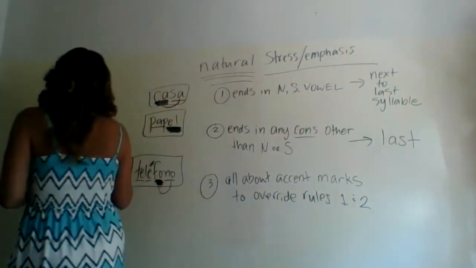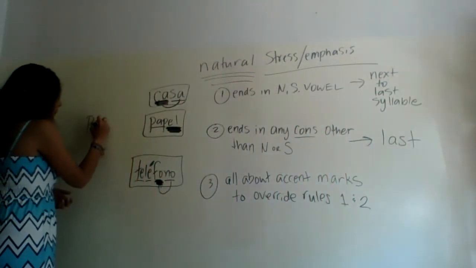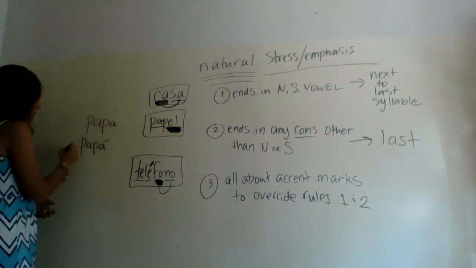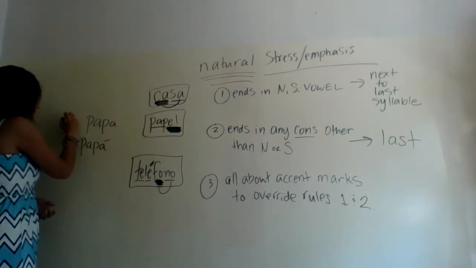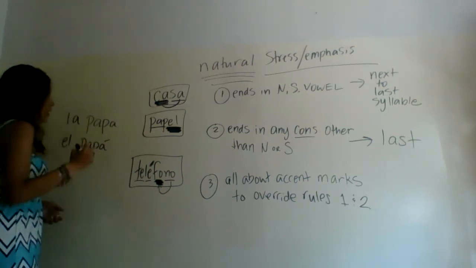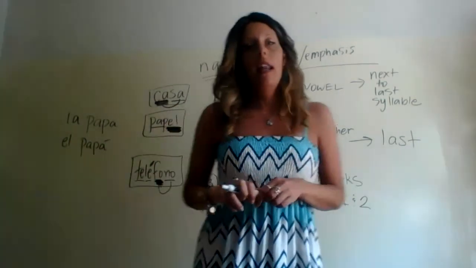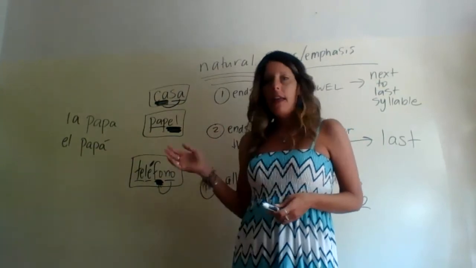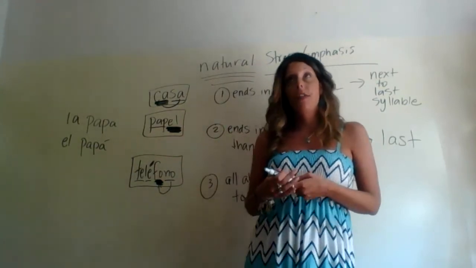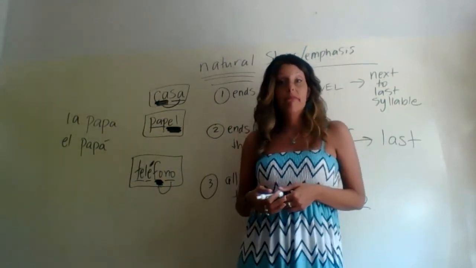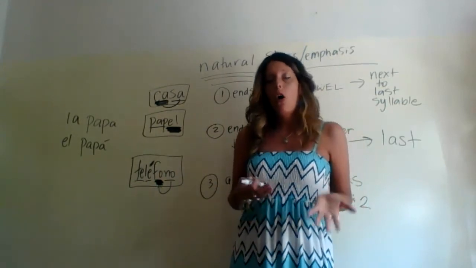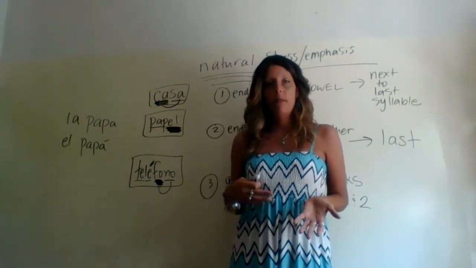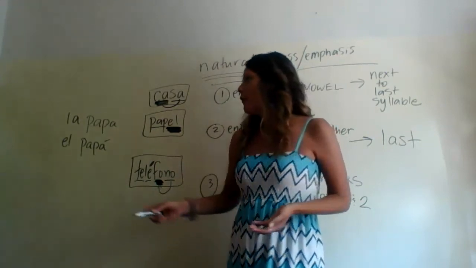Another example could be this versus this. Let's pretend you see the word la papa and then you see el papá. It doesn't matter that I have the el or the la, our definite articles in there. We can just focus on the word papa versus papá. Hopefully you can hear that I'm saying them in different ways. Papa versus papá.